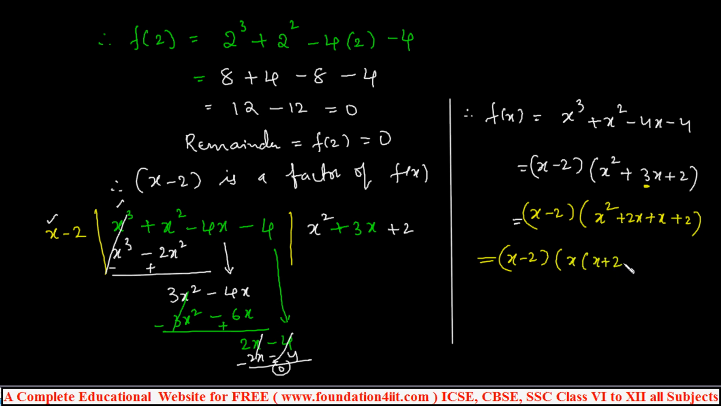From the first two terms x is common: x times x plus 2. From the next two terms 1 is common: x plus 2. Therefore, x minus 2 in the bracket, and the remaining: if x plus 2 is the common factor, the other one is x plus 1, right? So these are the three factors now: x minus 2 into x plus 2 into x plus 1. If you multiply, again you get the same expression, the given f of x. Okay, and it is factorized completely.